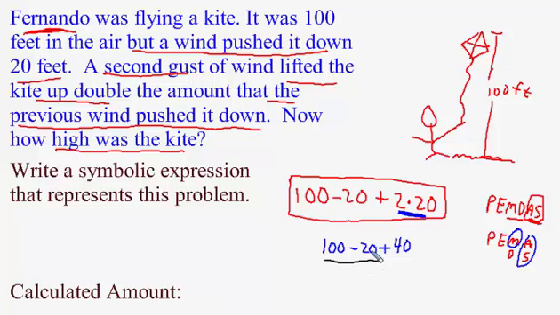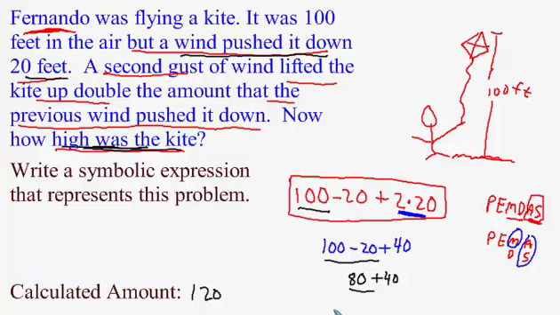100 subtract 20 is 80. I'm going to copy the 40. Finally, we add the 80 and the 40 to get the calculated amount to be 120 feet. However, in the Math AS question, you are not required to write feet, just the number 120 to represent how high the kite was after the 2 gusts of wind. If you'd like to go back to the problem, this actually makes sense because it started 100 feet above the ground. The first wind pushed it down 20, so it was at 80.